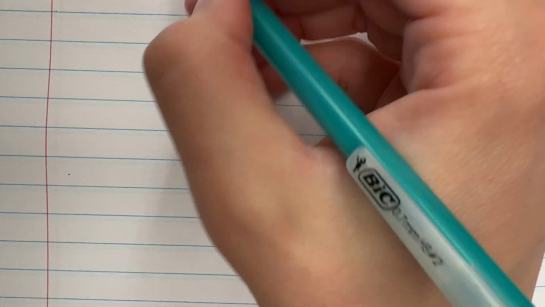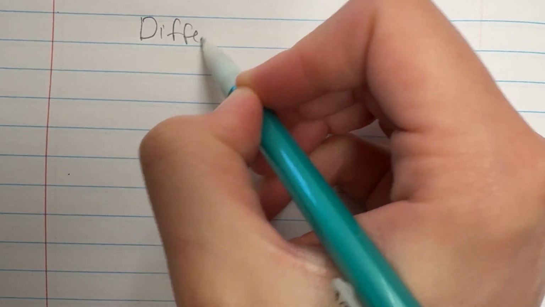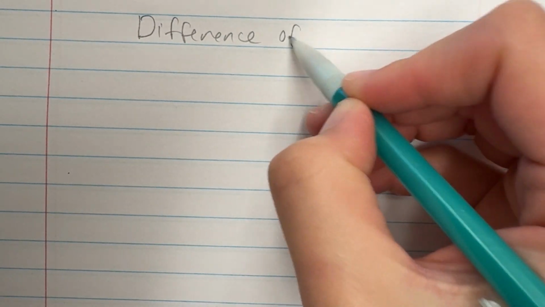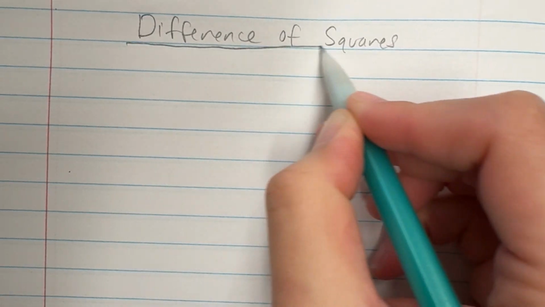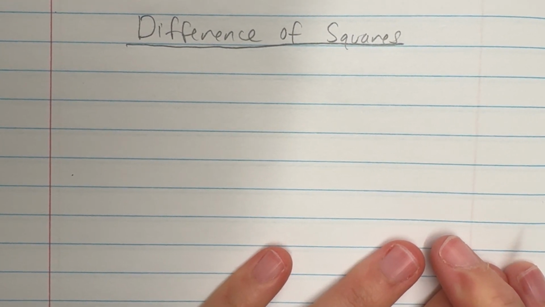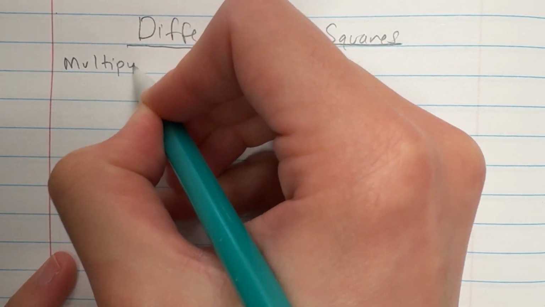All right. We have a special kind of structure called difference of squares. The reason this special structure is called difference of squares is just because of what the problem looks like when it's written out. So let's always remember that multiplying and factoring are opposites.